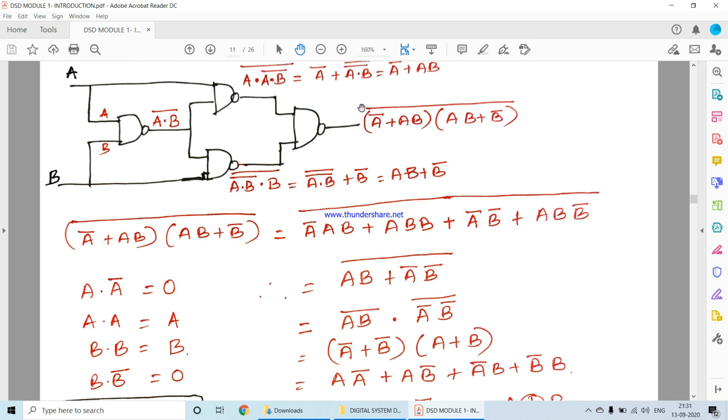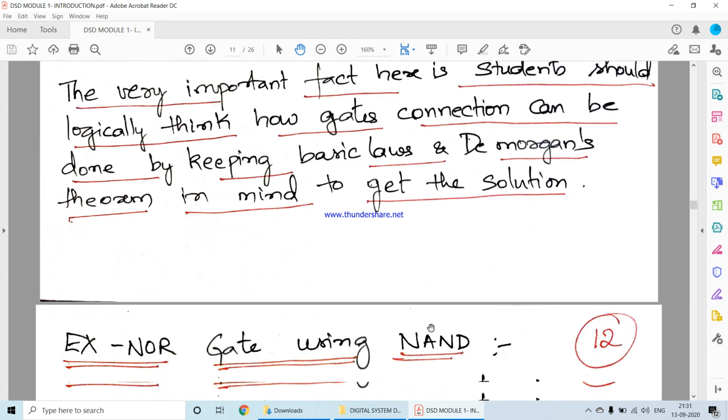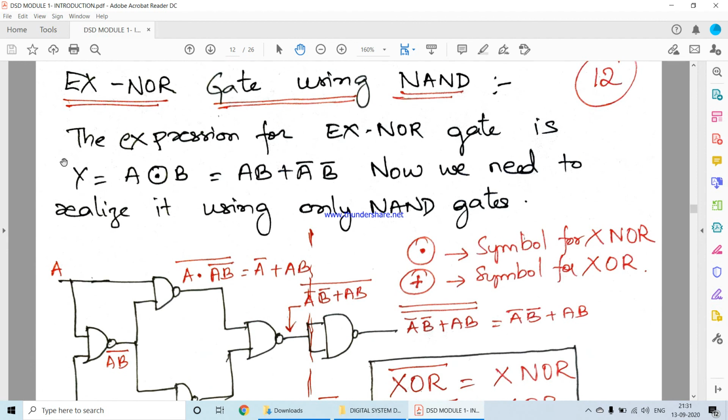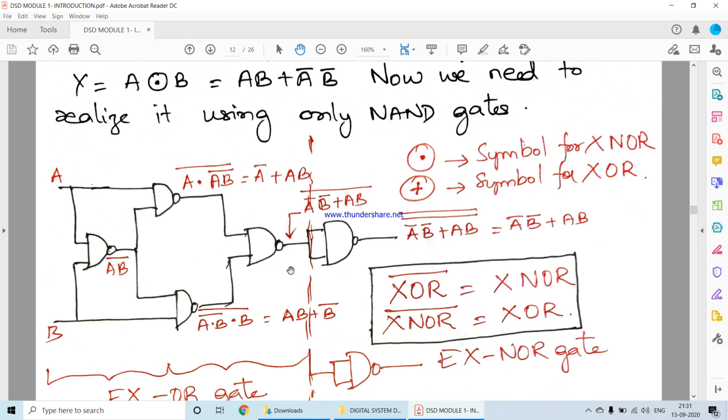Therefore, if you put one more NAND gate here, which is NAND equivalent NOT gate, then this bar gets cancelled and you get an XNOR expression. That is what we have done in the next slide if you see. So XNOR gate using NAND gate, you have XOR gate and connect that to another NAND gate, which is NOT gate equivalent NAND gate, you will get A bar B bar plus AB.